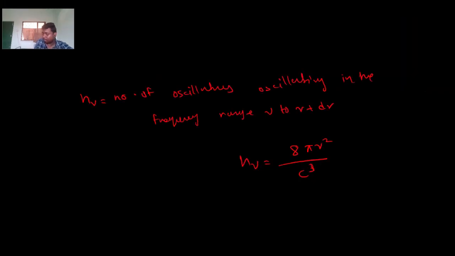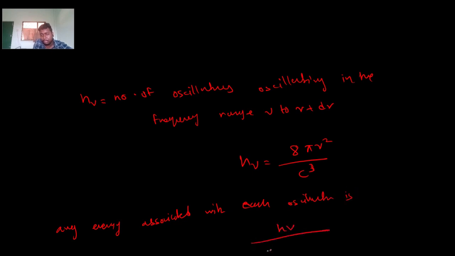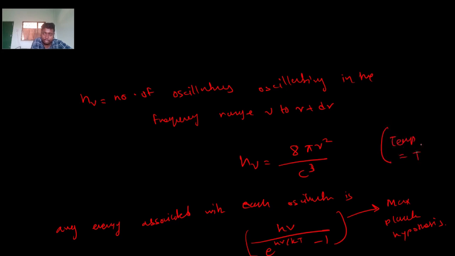Now, the average energy associated with each such oscillator is h nu by e to the power h nu by kt minus 1, and this came from where? Max Planck's hypothesis. And the temperature is kept fixed at T. At this temperature these things actually happen.